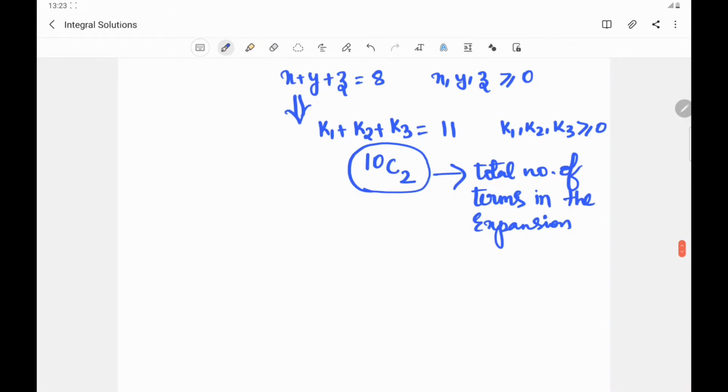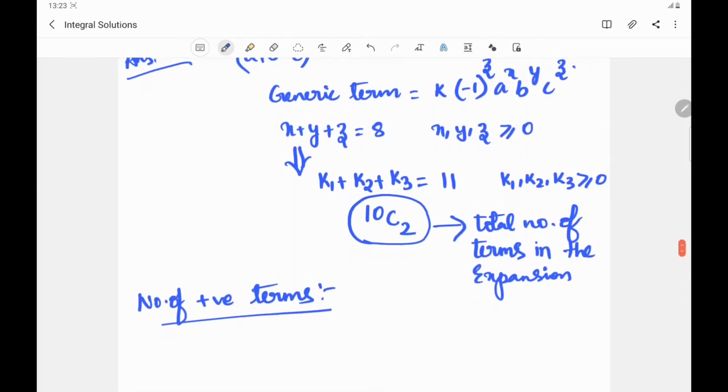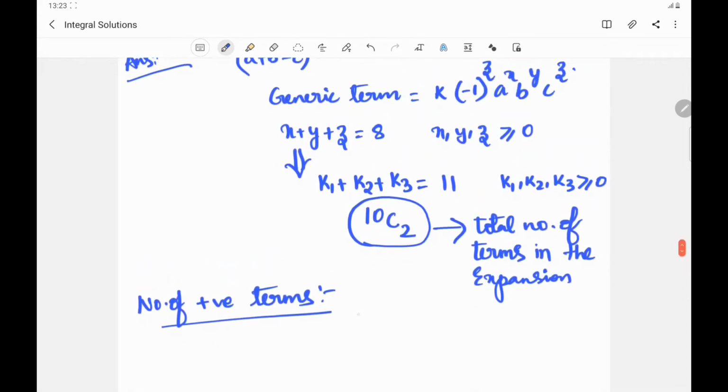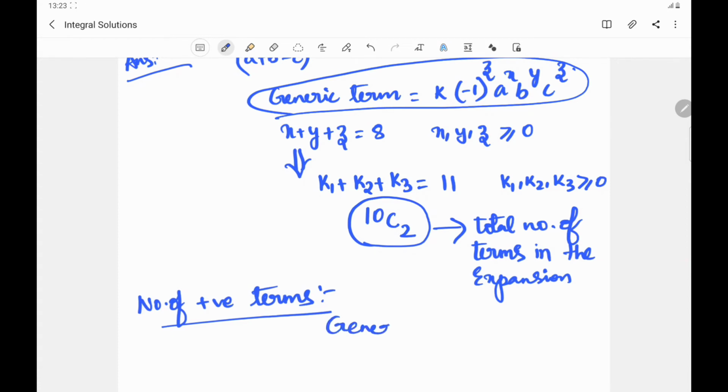So the number of positive terms, we need to find the number of positive terms. So now let us go back to the generic term. I'll write it again. The generic term is k into minus 1 to the power z, a to the power x, b to the power y, and c to the power z.